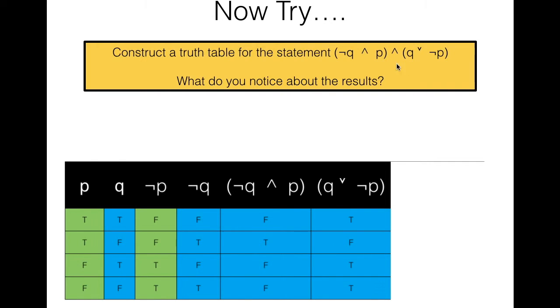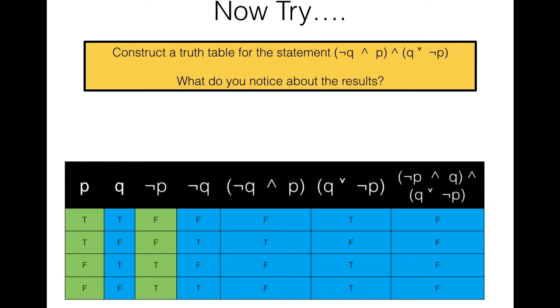Okay, so you should be able to see what's coming now. The final part is the conjunction between these two compound statements. For a conjunction, like we said before, both statements must be true for the conjunction to be true. Well, looking here, there is no place where both statements are true. So overall, the whole thing must be false.